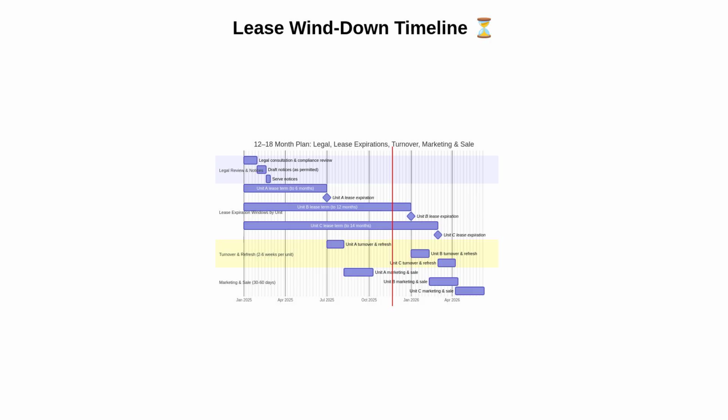Dependencies ensure you do not begin turnover before leases end, and you do not market a unit as vacant until lawful vacancy occurs. Timelines vary by jurisdiction and lease terms, so treat this as a framework rather than a guarantee.